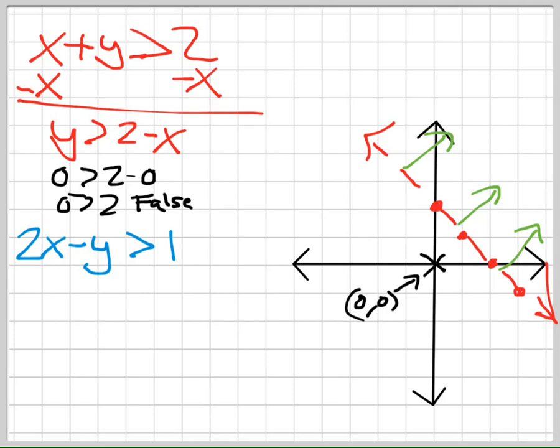So, now this one down here, I have to get y by itself before I can graph. But there's like a -1 in front of this y. So what I could do is subtract 2x from both sides. Then I'd be left with -y greater than 1 minus 2x, right? Then you would have to divide both sides by -1. But when you divide by a negative, what happens to the symbol? It flips, right?